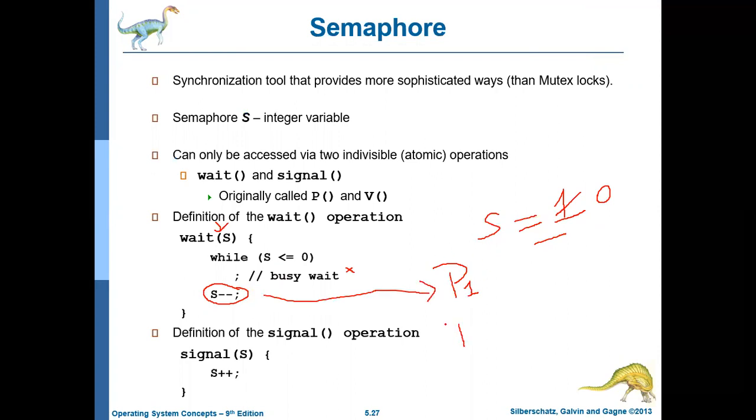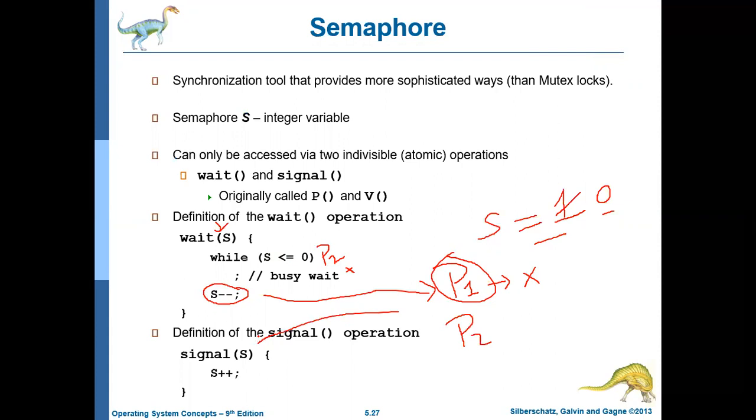Now say another process P2 comes and checks whether S is available or not. So it calls wait of S. Now it checks whether S is less than or equal to 0. Yes, S is 0, so P2 will be busy waiting. How long will it busy wait? Until S becomes greater than 0. Say P1 uses this resource for some X amount of time. Once the time X has elapsed, P1 will call signal.